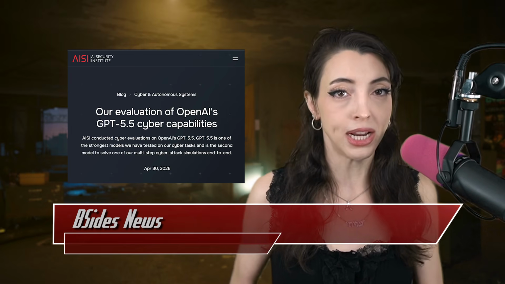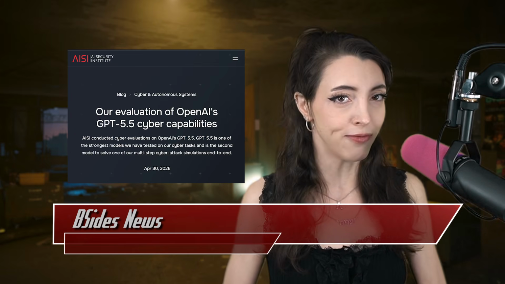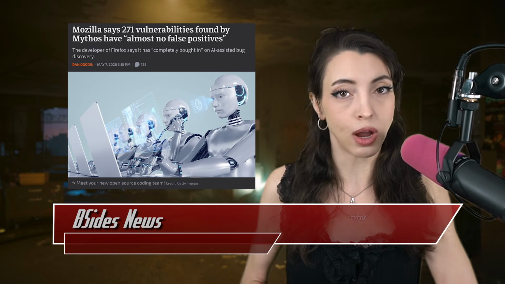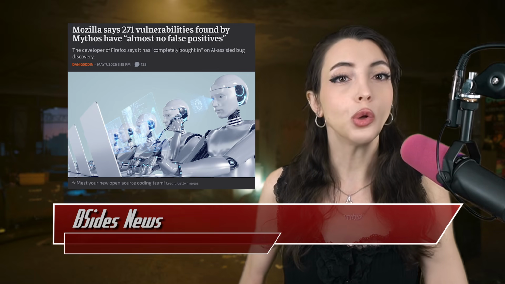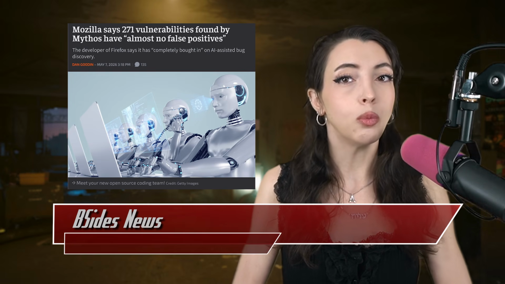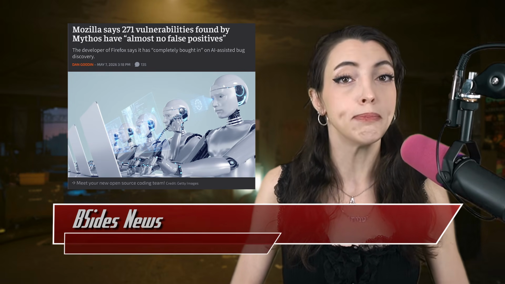Mythos is currently limited to critical launch partners, while 5.5 is general access. Mozilla, one of Anthropic's critical partners, has been working with Mythos to find vulnerabilities in Firefox. A total of 271 vulnerabilities were found in a 2-month period, with what they call almost no false positives.